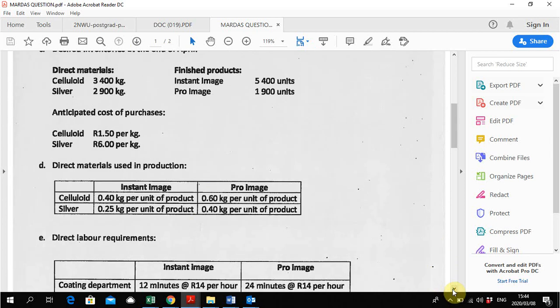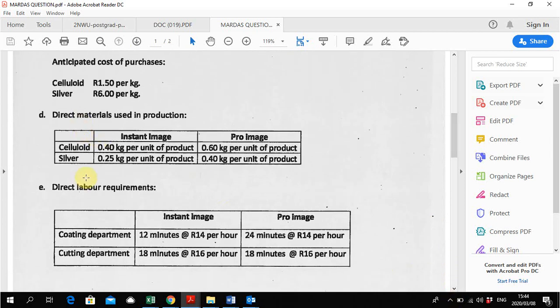Then for the celluloid and silver, it's 0.4 kilograms required of celluloid to make an Instant Image, 0.6 kilograms to make a Pro Image. Of the silver, there's 0.25 kilograms required for the Instant Image and 0.4 kilograms for the Pro Image.